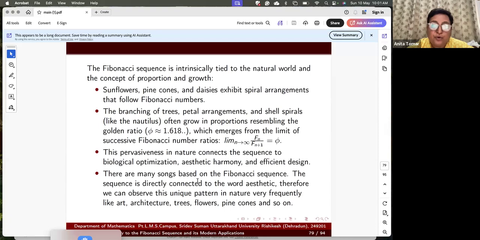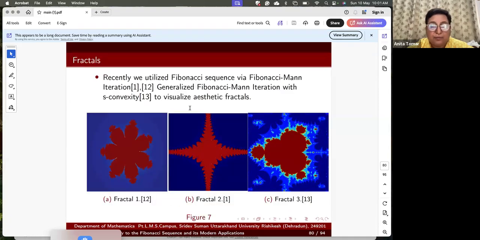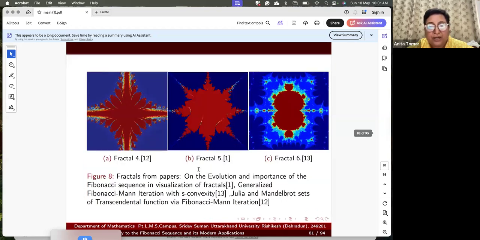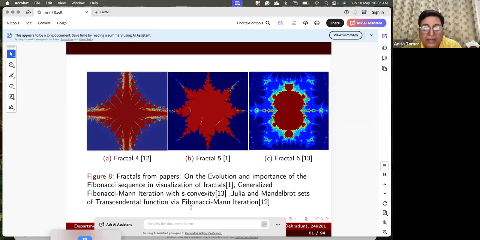So again, we have many more applications of the Fibonacci sequence. These are some modern applications which we have used. Actually, these fractals are from my paper. So we have combined the Fibonacci sequence with Mann iteration, and we introduced Fibonacci Mann iteration to obtain these fractals, and generalized Fibonacci Mann iteration with s-convexity to visualize aesthetic fractals. So these are the fractals we obtained. This paper is published in Chaos, Solitons and Fractals and other journals of international repute.